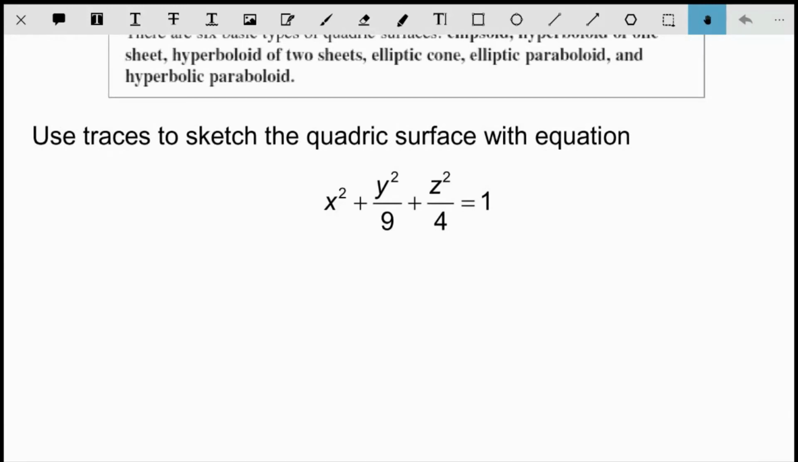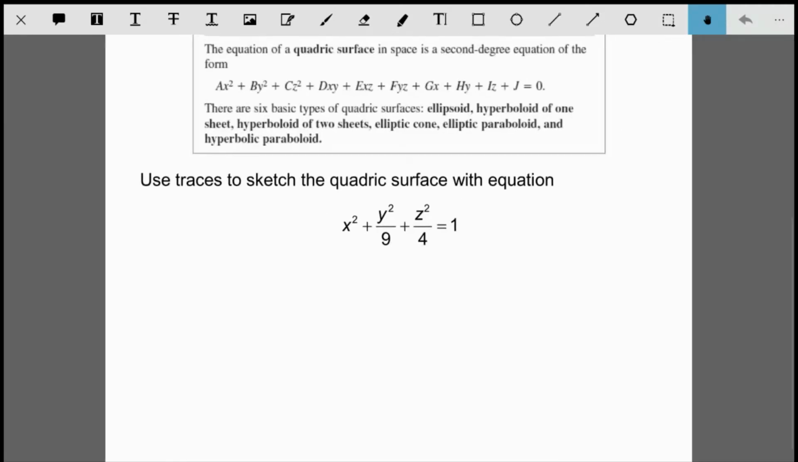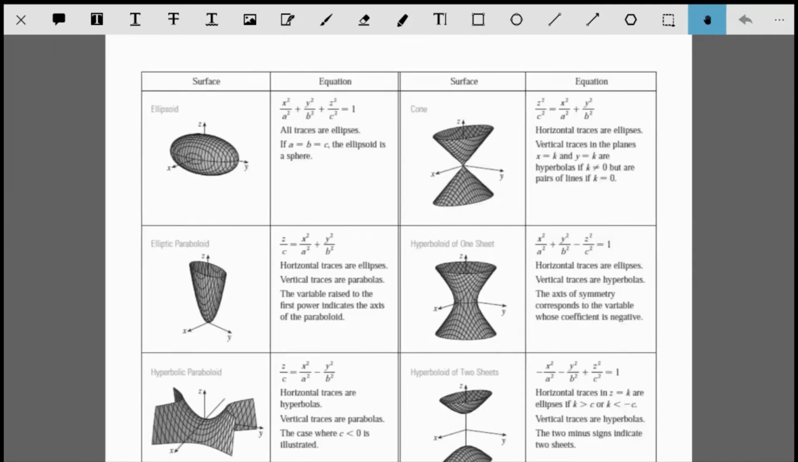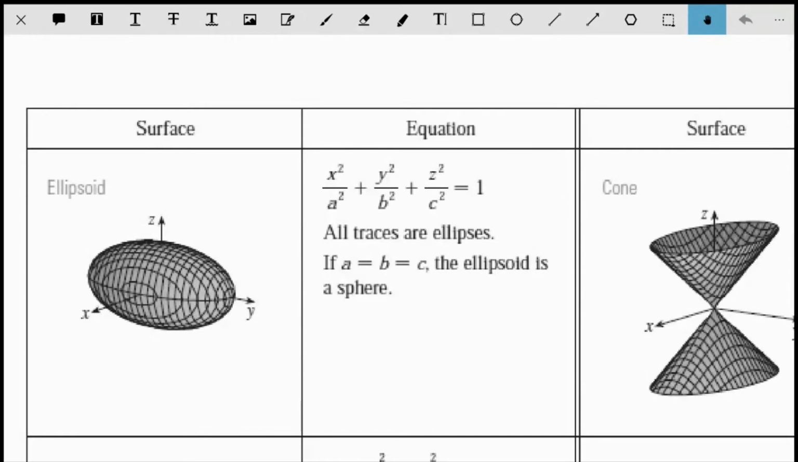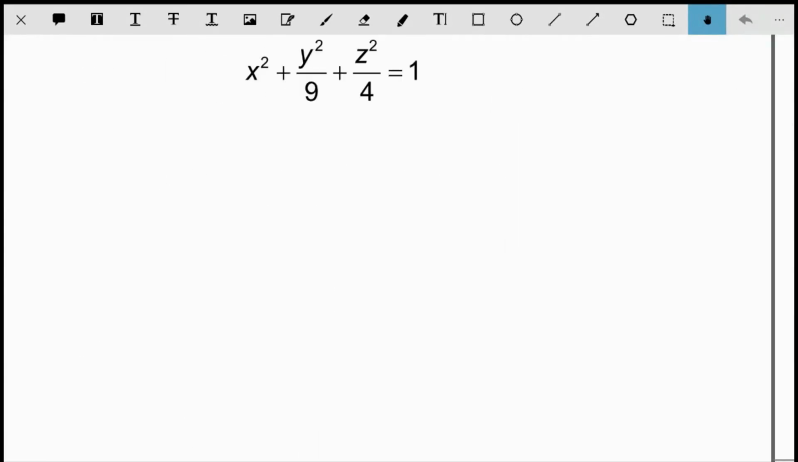So what we're going to do on this first problem is go through and use traces to sketch this quadric surface. We have x squared plus y squared over 9 plus z squared over 4 is equal to 1. The first thing is I want to know what shape I'm going to be sketching here. We could figure this out when we start graphing it, but notice that in an ellipsoid, that's the standard form, and that looks very much like what I've got here.